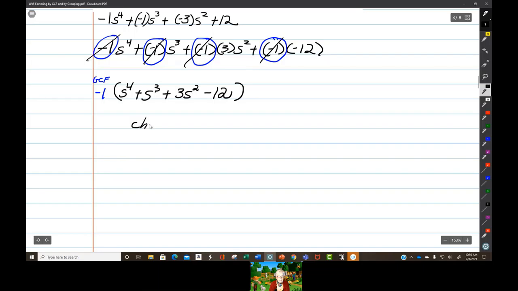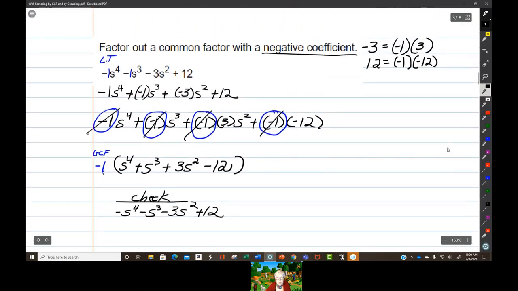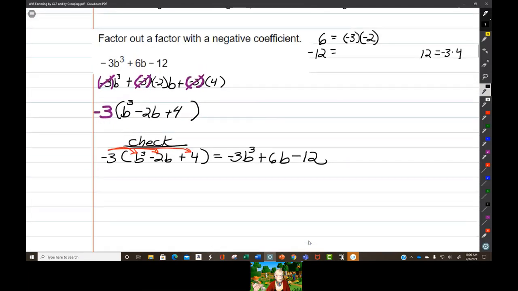Now let me check and see if I get back what I started with. Negative 1 times s to the 4th is negative s to the fourth. Negative 1 times s to the third is minus s to the third. Negative 1 times positive 3s squared is minus 3s squared. And negative 1 times negative 12 is positive or plus 12. Now, is that what I started with long ago? So yeah, negative s to the fourth, minus s to the third, minus 3s squared, plus 12. Yes, it is.